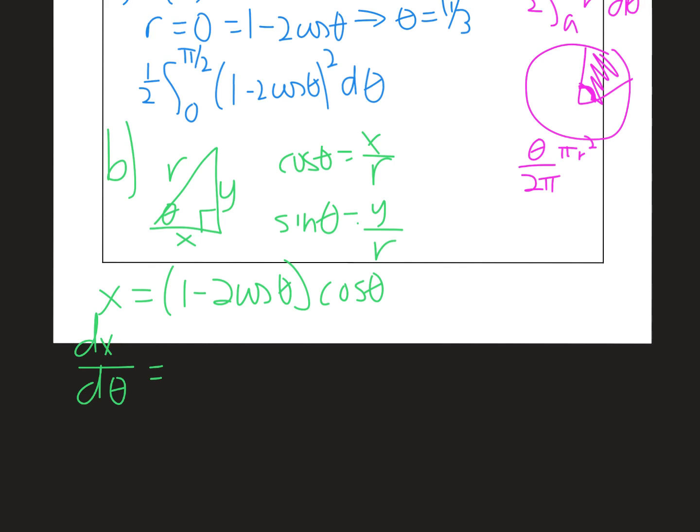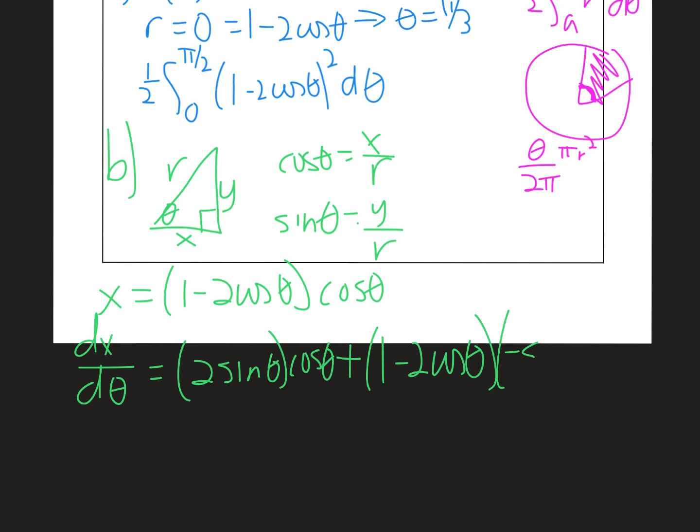You could distribute this, or you could do product rule. I'm just going to do product rule. 1 goes away, and then the derivative of -2 cosine theta is 2 sine theta times cosine theta. And then you got to add 1 minus 2 cosine theta times the derivative of cosine theta, which is negative sine theta. And I did it.